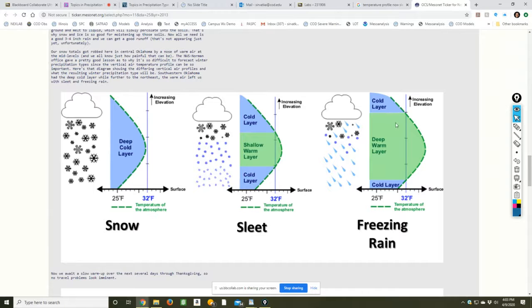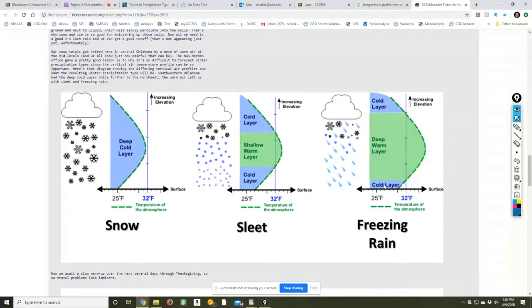Now the last one here is when I've got air that starts out as snow, and now the deep warm layer, it all melts. It turns into rain. But it's cold right at the ground. Now, it may not be cold enough to cause that drop to turn back into ice. It was too warm, so it's trying to freeze, but it's still too warm yet. So it's still falling as rain, and then when it hits the ground, it goes to freezing rain.